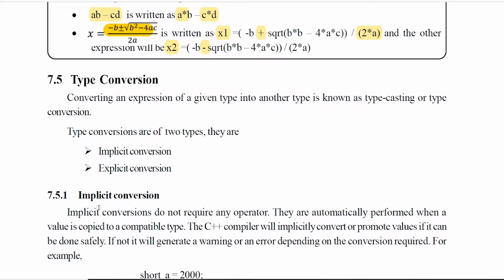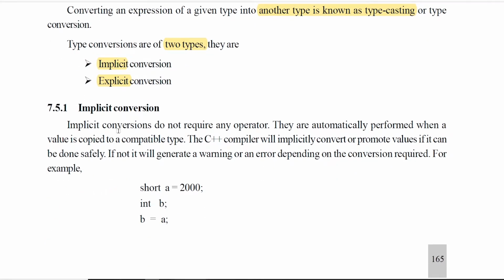The compiler automatically converts the final value to a specific type, and sometimes it is done by the user according to the requirements. They have to force the final value to be of a specific type. That is called explicit conversion. Converting an expression of a given type into another type is known as typecasting or type conversion. Type conversion is of two types. One is implicit, which goes automatically. Explicit means the user forces the final value to be of a specific type.